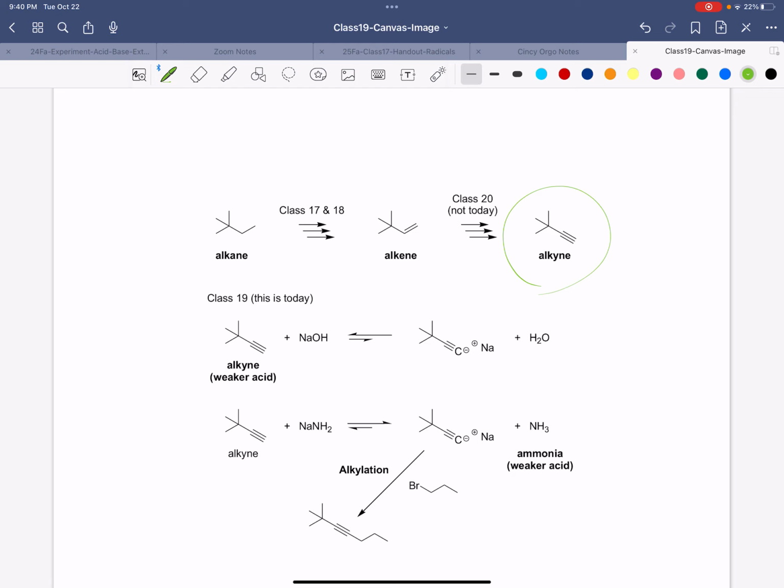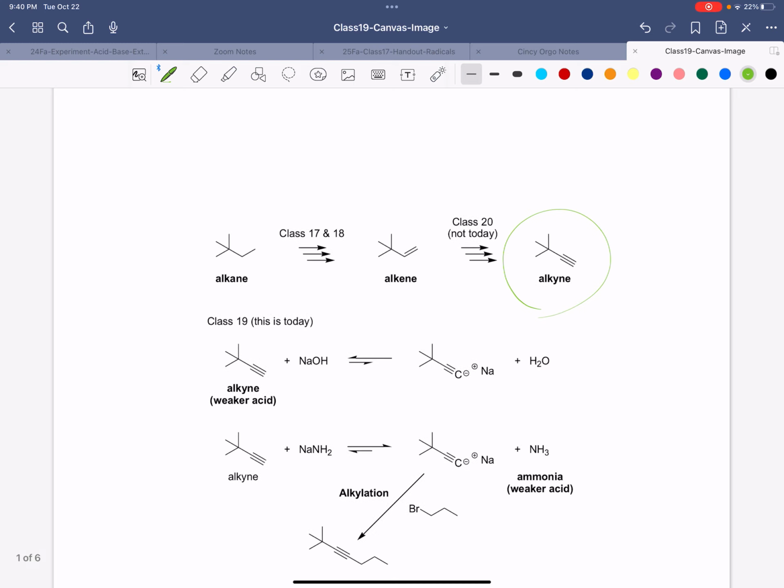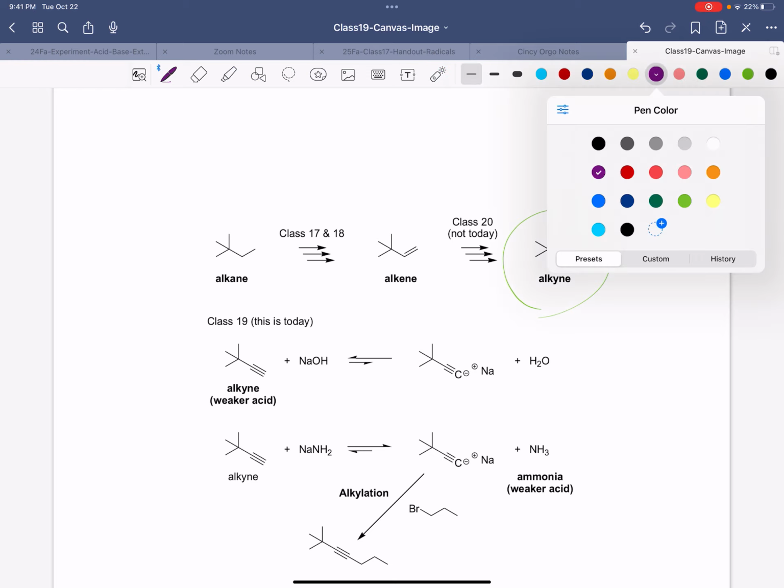For today, for class 19, I just want to talk about this figure that's on Canvas, and to encourage you or remind you that you know some of this already. So where do the reactions that we learned in the past 2 classes fit in the whole grand scheme of things? Our new module is alkynes, but in the previous 2 classes, we've learned how to go from an alkane to an alkene. You'll need reminding how to do that.